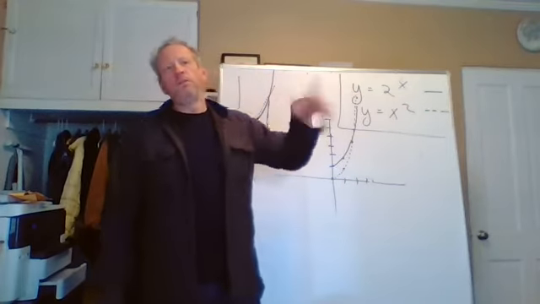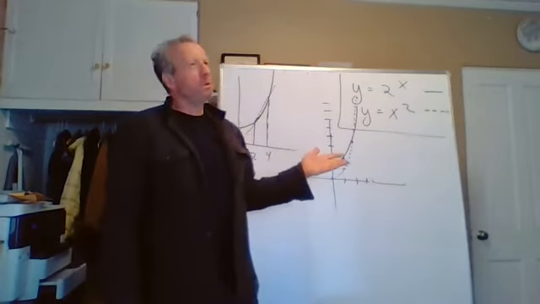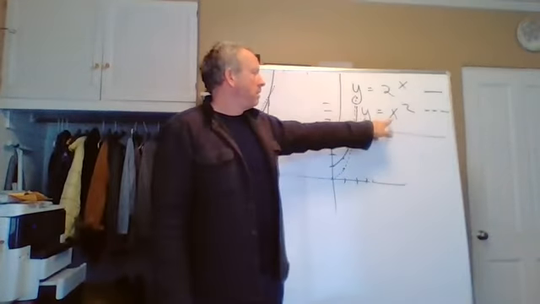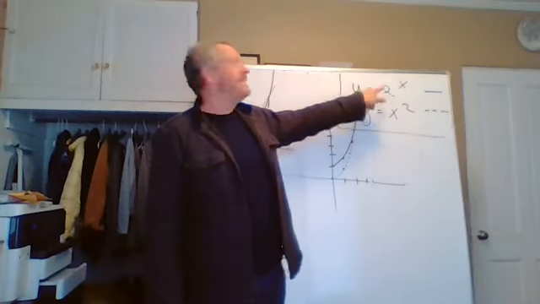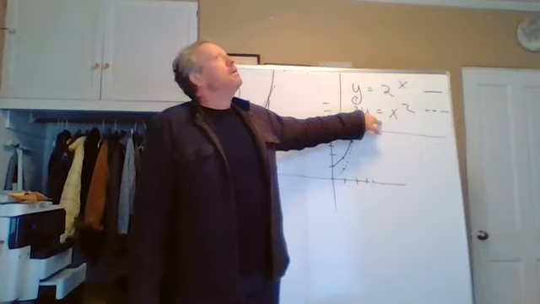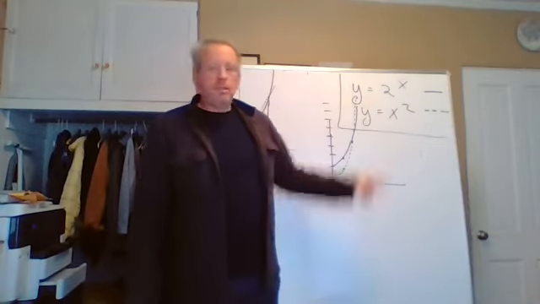Try it in your mind. 2, 4, 8, 16, 32, 64, 128, 256, 512, 1024. What's 10 squared? 100. Well, now this is 900 above this. What if we went up to 20? 2 to the 20th.